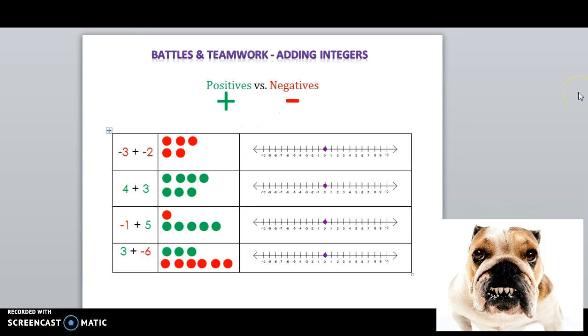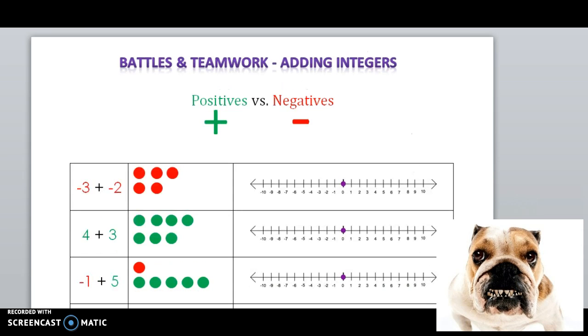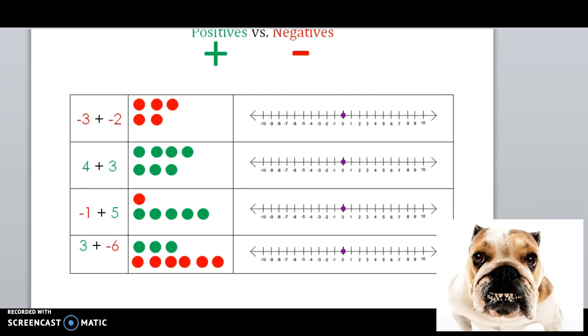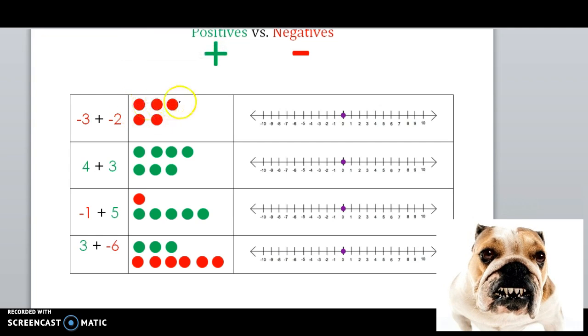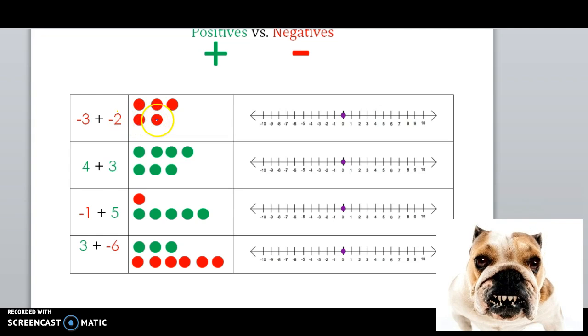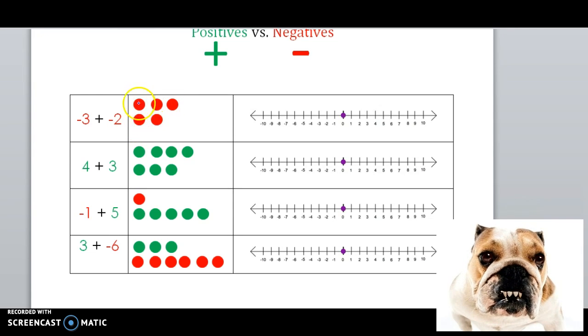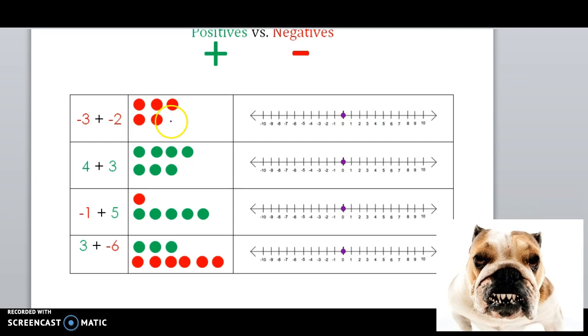Now I want you to open up to your graphic organizer. The graphic organizer has both representations, using chips as well as using a number line. So here I have negative 3 plus negative 2. Because they're both negative, I'm going to combine them. That's 1, 2, 3, 4, 5. So my final answer is negative 5.